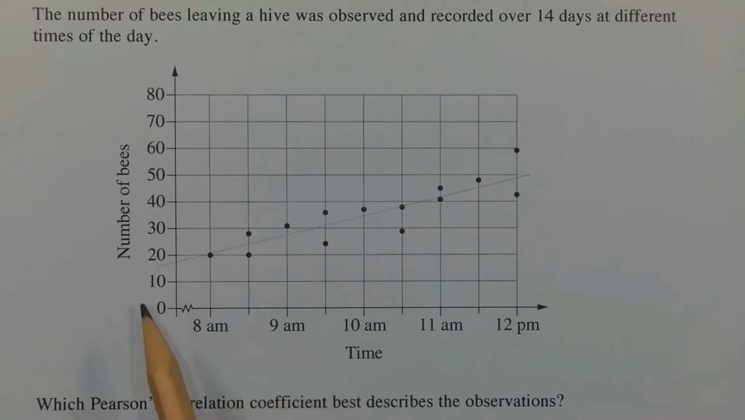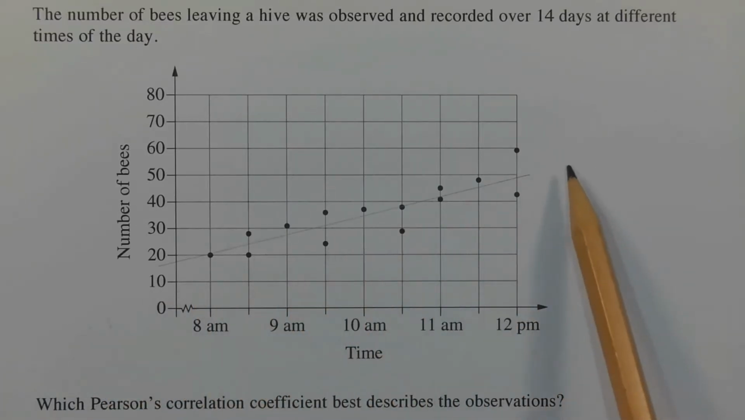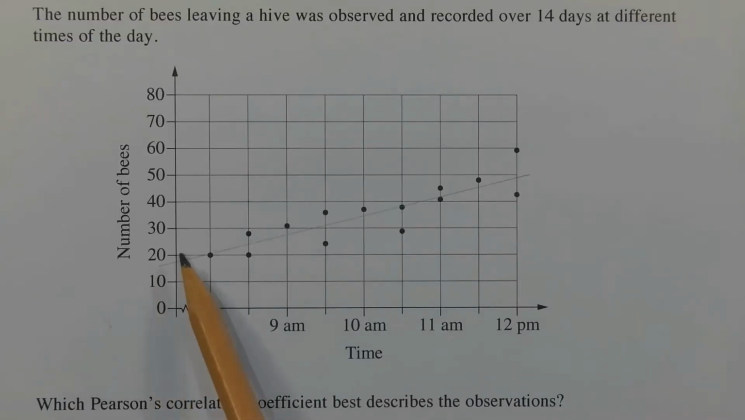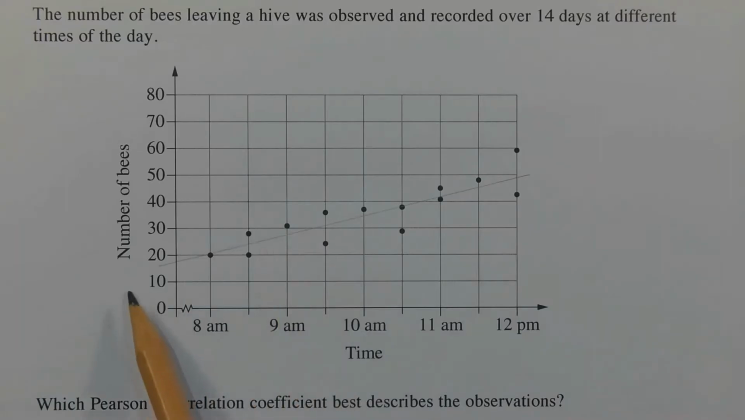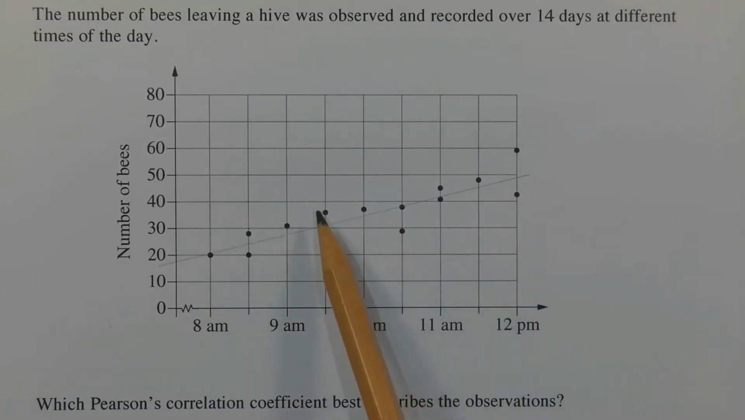To help visualize the strength and the direction of the correlation between the number of bees and the time of day, I'm going to draw a line of fit by eye through the points on this scatter plot. I'm going to draw this line of fit in such a way so as to minimize the average distance as best as possible between all the points and the line of fit itself. So roughly half the points should be above the line and half the points should be below the line. And the distance between each of these points and the line itself should be as small as possible.